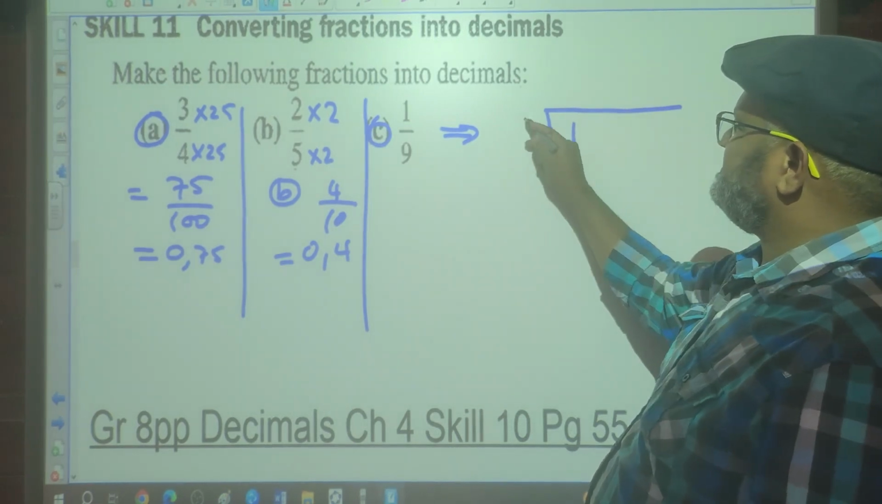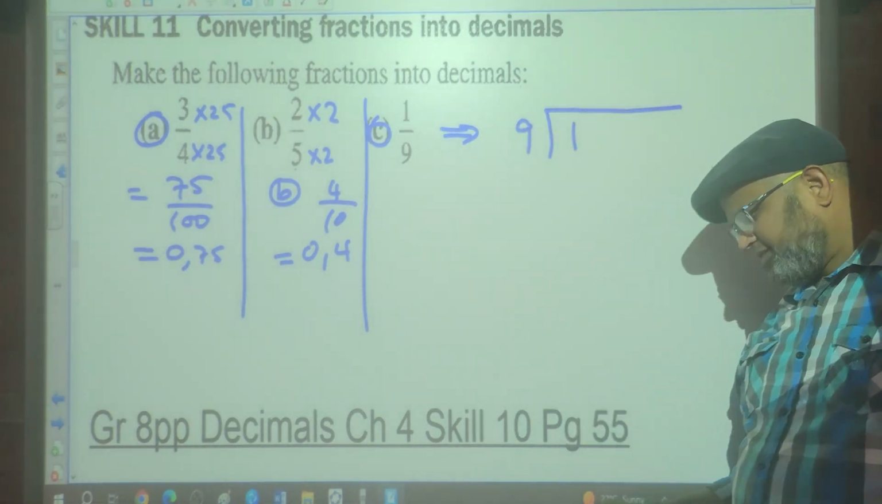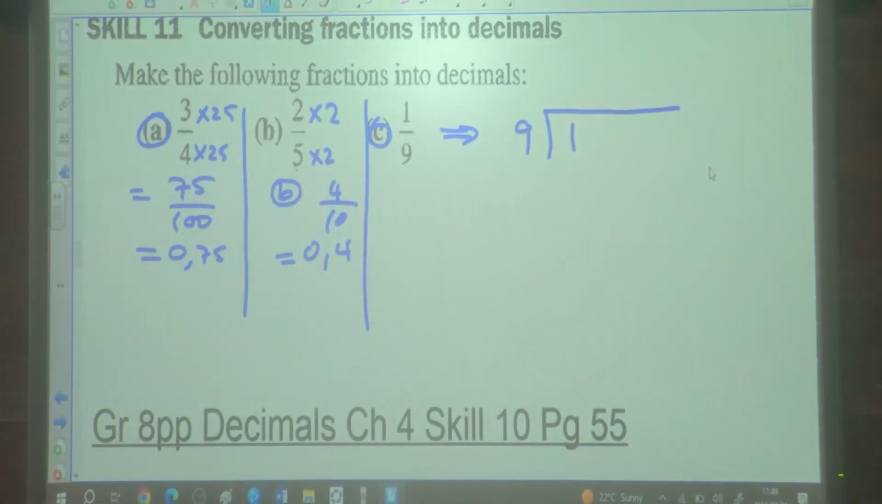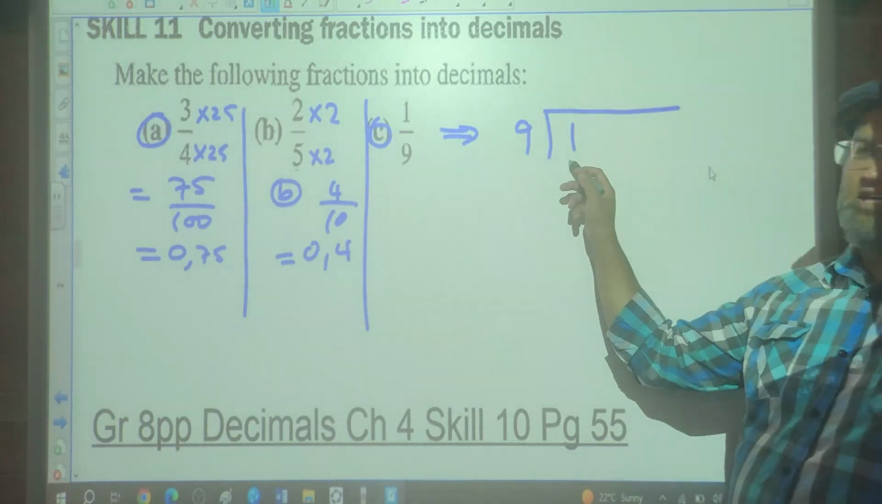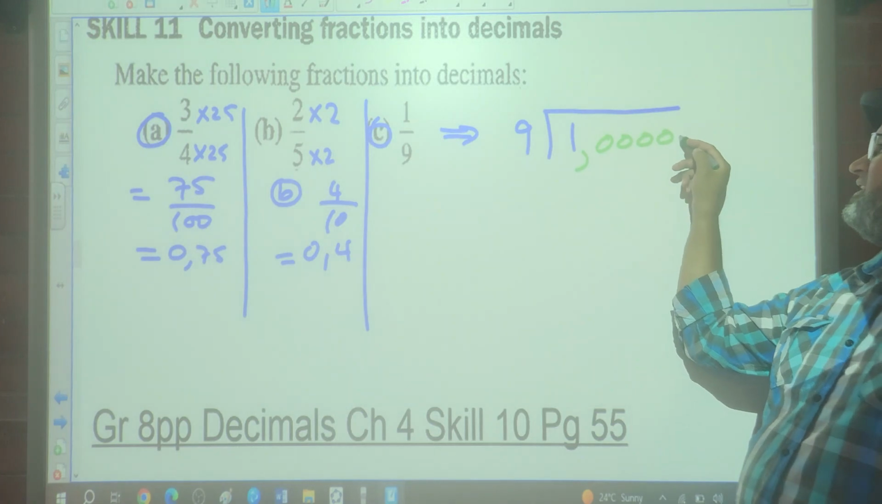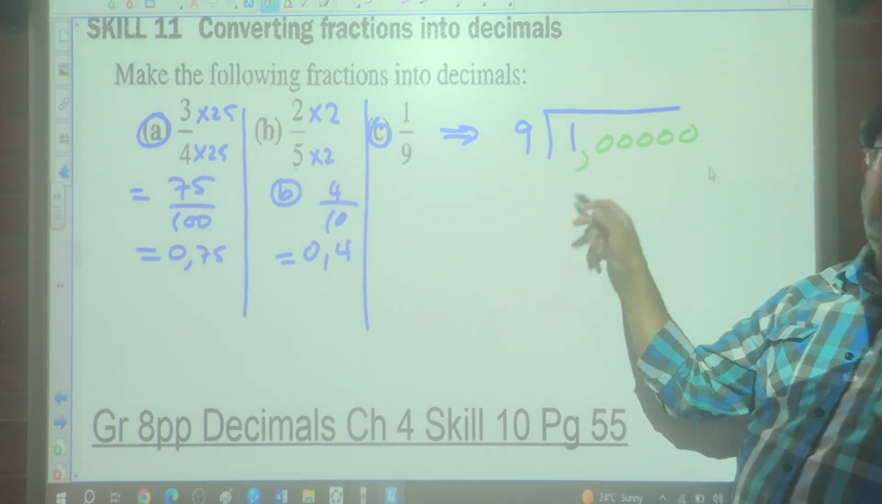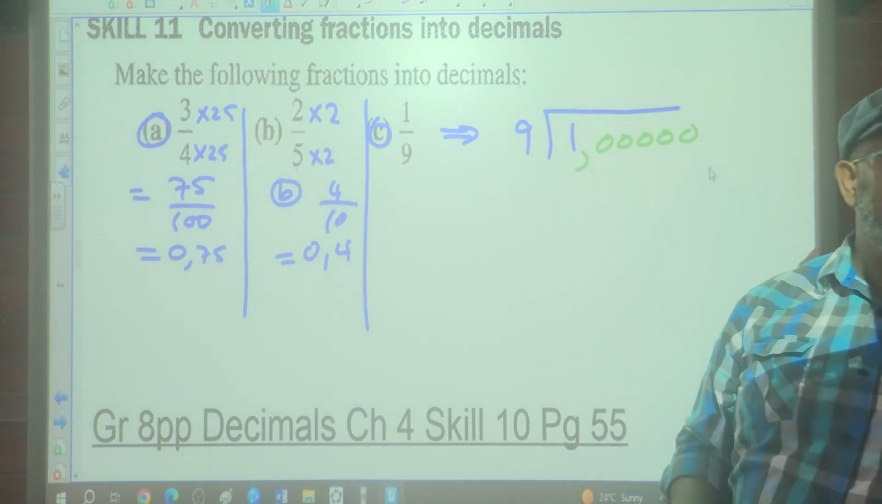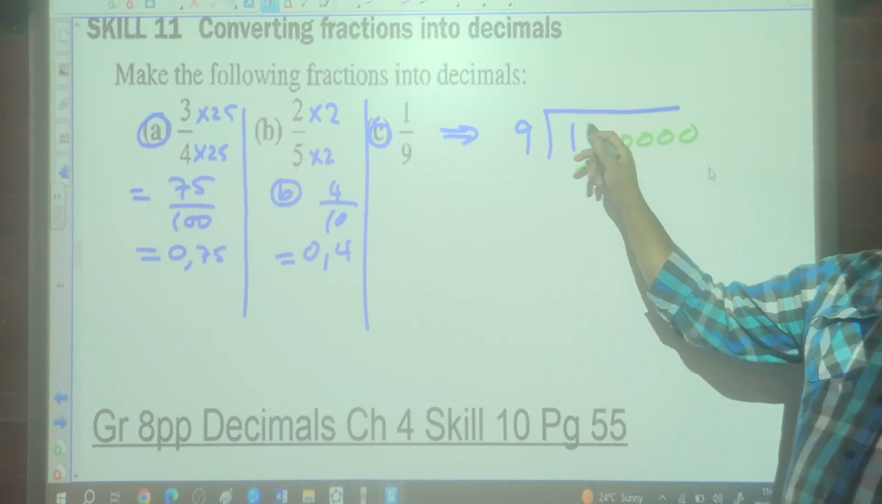So what I'm going to do is, for C, we are going to say, it is 1 that must be divided by 9. Okay. So, can 9 go into 1? No. So I add a couple of zeros there. Did I change the value of the sum by adding zeros? No. Okay, so this number is now 10.